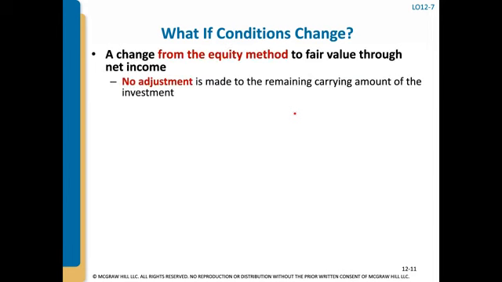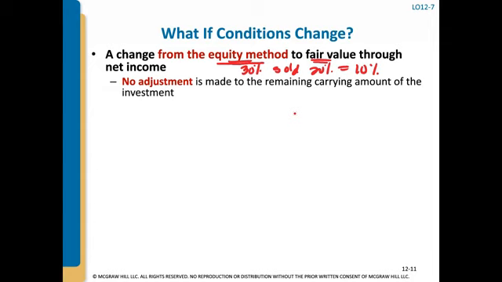Oftentimes, when we own stock in a company, we might buy more shares and we might sell shares. So sometimes we can go from a change from the equity method to the fair value method, or if some sort of condition changes where our influence level changes. But let's just say this is purely based on buying and selling stock. So if we owned 30% of the company and then we sold 20%, so now we only own 10%, then we're going to go from the equity method to the fair value method to account for that investment.